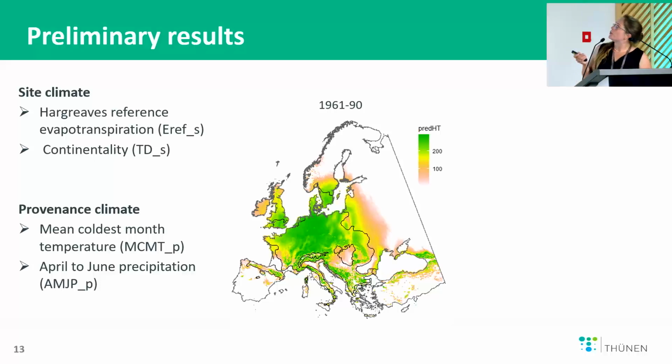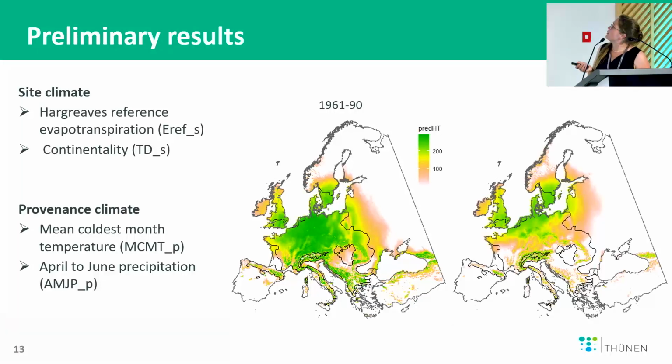And for the reference period of 61 to 90, it fitted quite well to the natural distribution, which you see here as a black line, according to Caudullo et al. And we can also predict this further, but it doesn't give us such a good perspective for beech, because it's also retreating a lot, especially from Southern Europe.